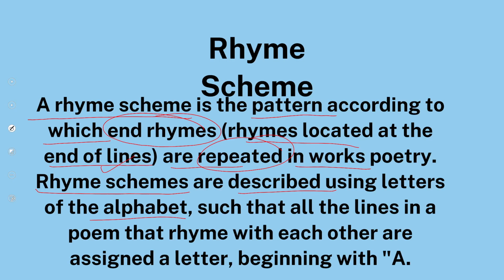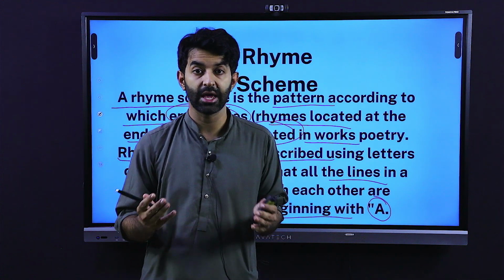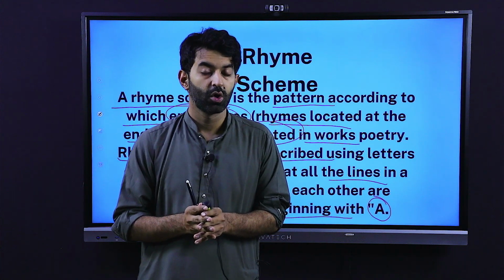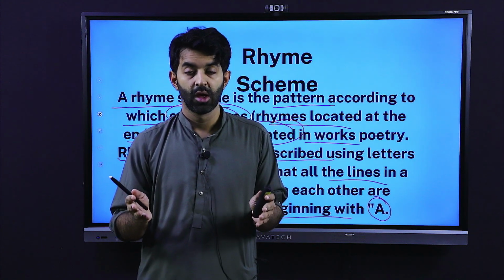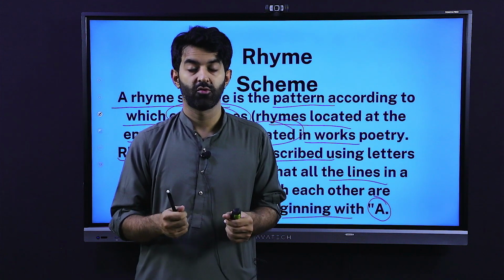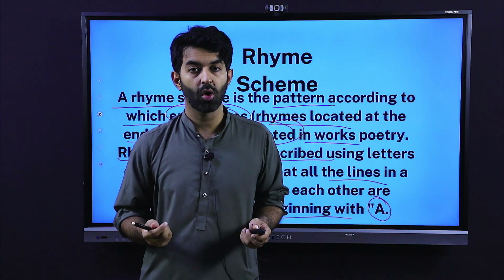rhyme scheme, such that all the lines in a poem that rhyme with each other are assigned one letter, so we can identify the rhyme. It should begin with the first letter of the alphabet, A. So it means that the rhyme scheme would look like alphabets. There are alphabets and they are according to the rhythmic pattern, the rhyme scheme of a poem.